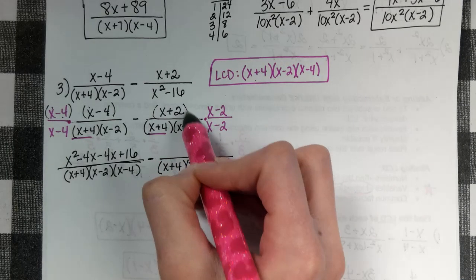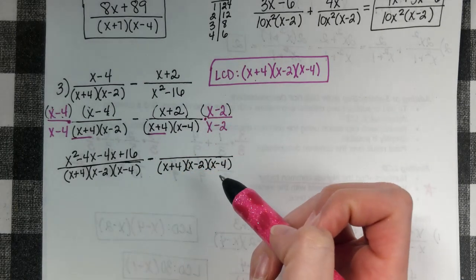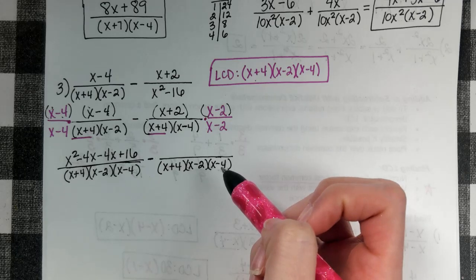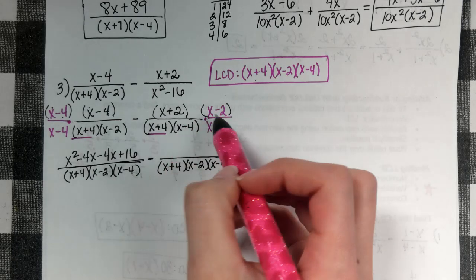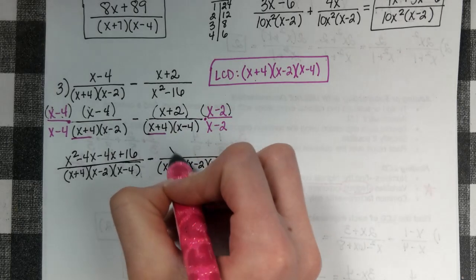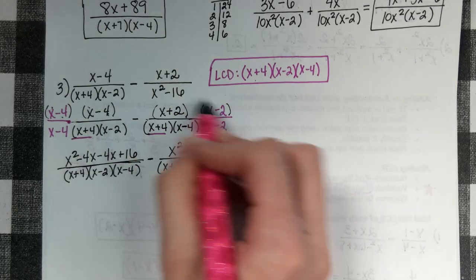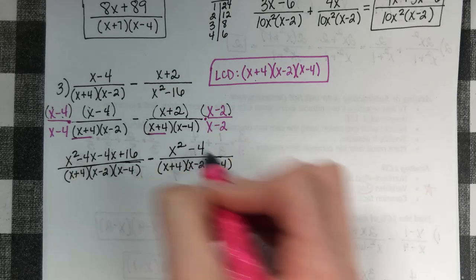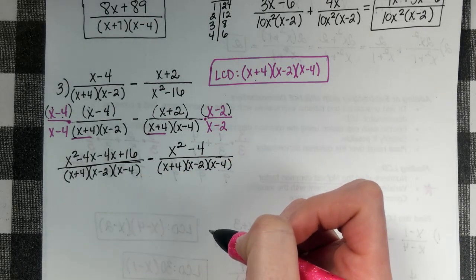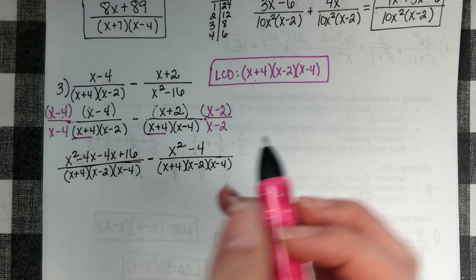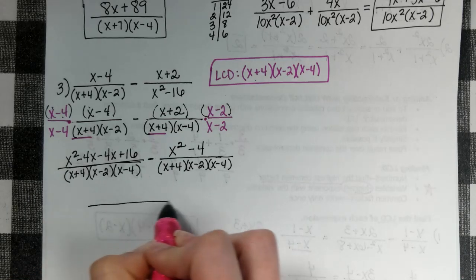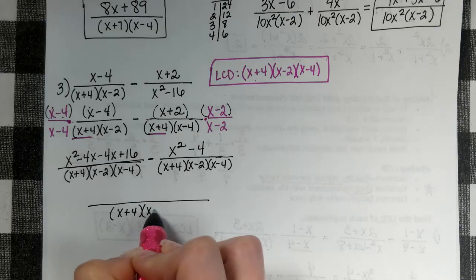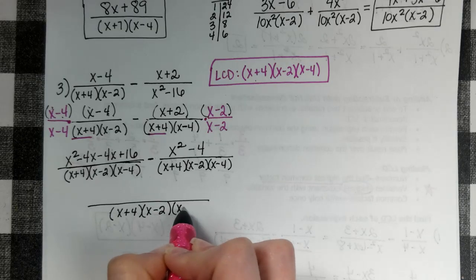And then I need to multiply x plus 2 and x minus 2. Yes, those are conjugates. Okay, now if you need to FOIL it, you can. X squared, you'd get a negative 2x plus 2x, so those two would cancel. So it just leaves you with x squared minus 4. Okay, so what I'm going to do now is combine all over one common denominator, x plus 4, x minus 2, x minus 4.